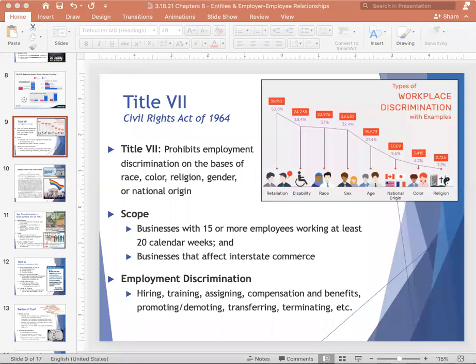Title VII applies to employers with 15 or more employees working at least 20 calendar weeks whose organizations affect interstate commerce. So the majority of employers are subject to Title VII. They can be individuals, partnerships, joint ventures, corporations, unincorporated associations. You get the gist. So the majority of employers, once again, are subject to Title VII.